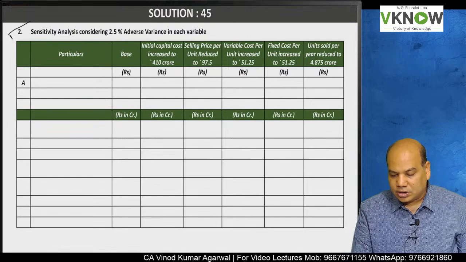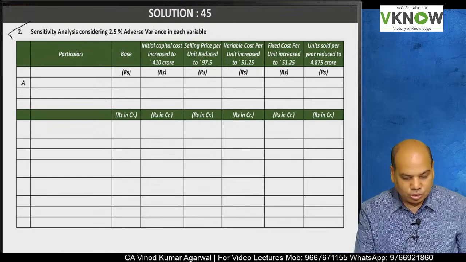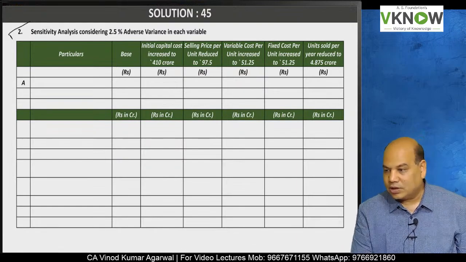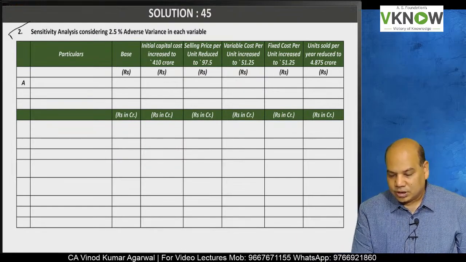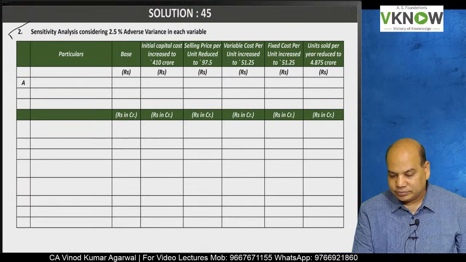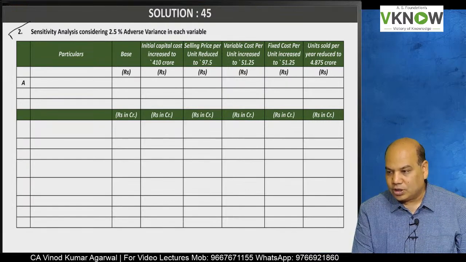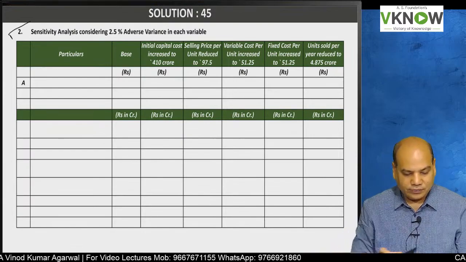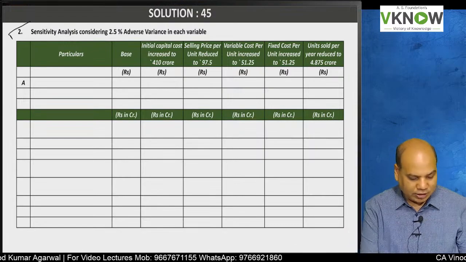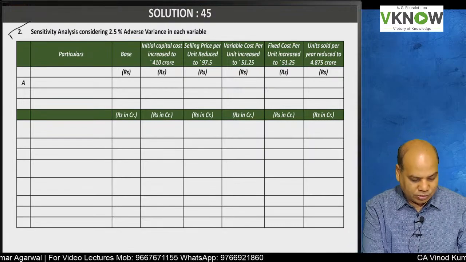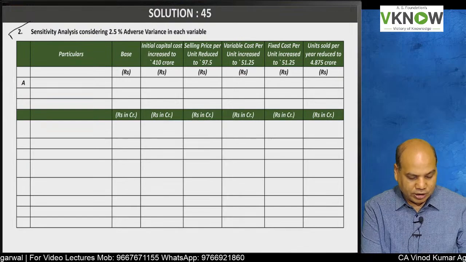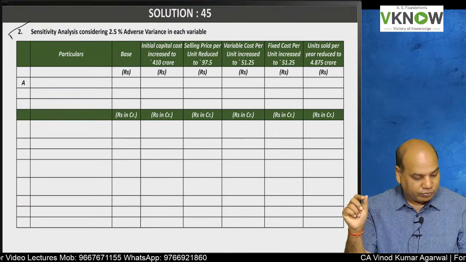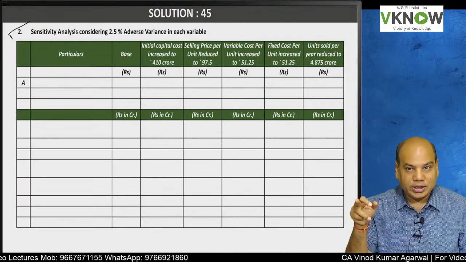Serial number, particulars, base. Base means my original data which I have computed just now. Then there are 5 columns. Initial capital cost increased to 410 crore. Sir, why 410? Take 400 on your calculator. 400 plus 2.5%. So you will get 410. Next column, selling price per unit. Right now it is 100. 100 minus 2.5.